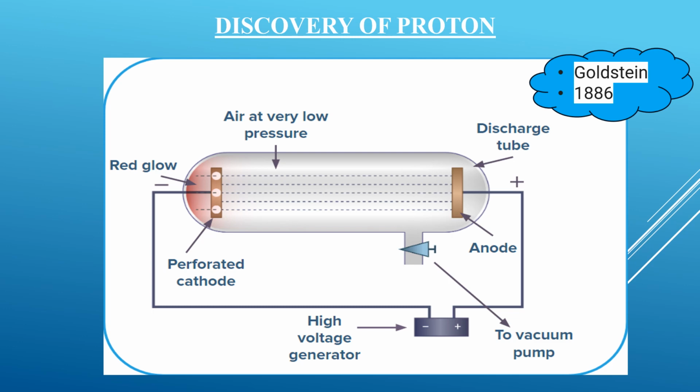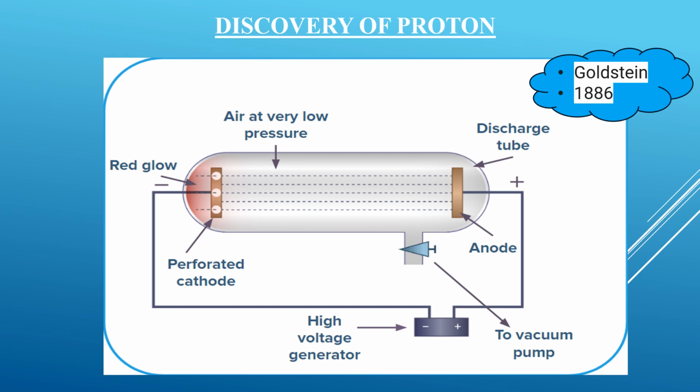But this time what was found was surprising. Instead of rays coming from the cathode, now the rays were coming from the anode side and moving towards the cathode side. So when this happened, the perforated cathode helped to check whether the particles or rays were being emitted from the anode or not.